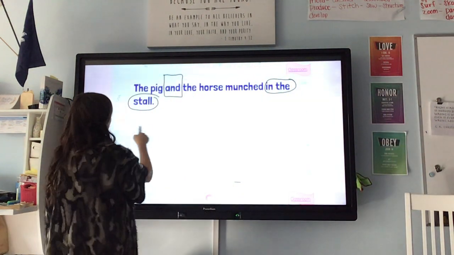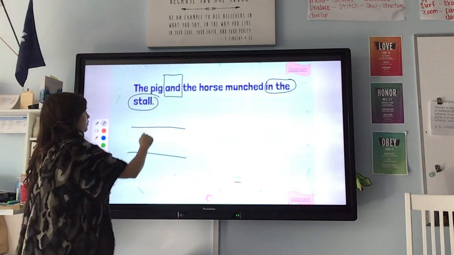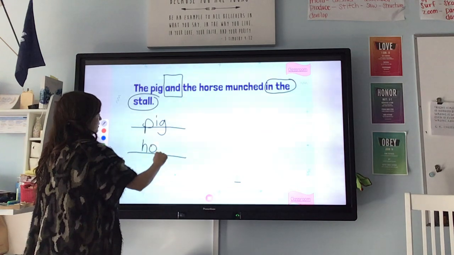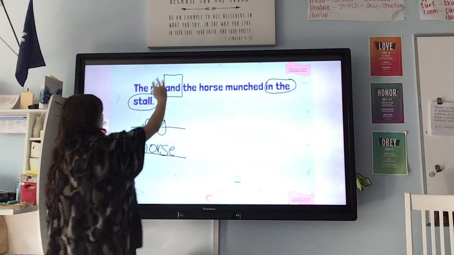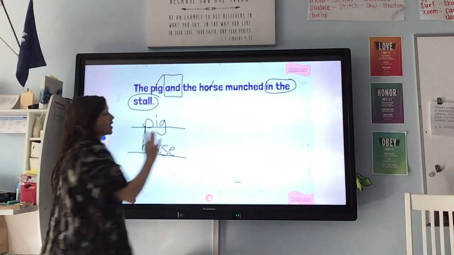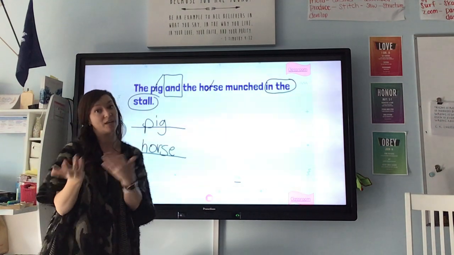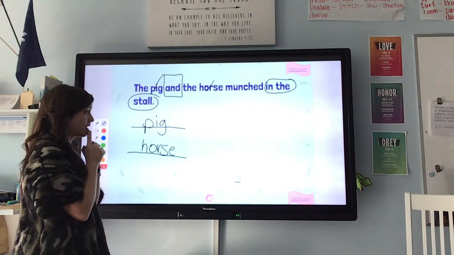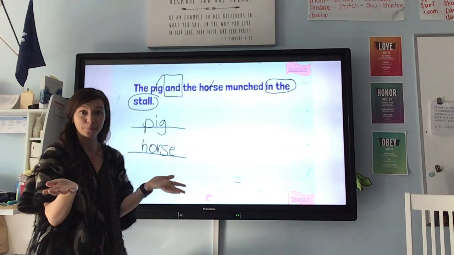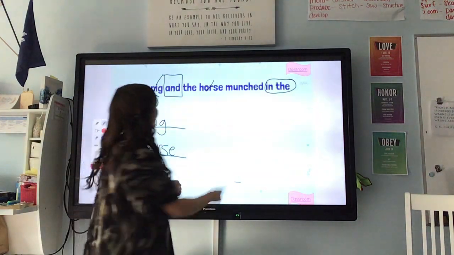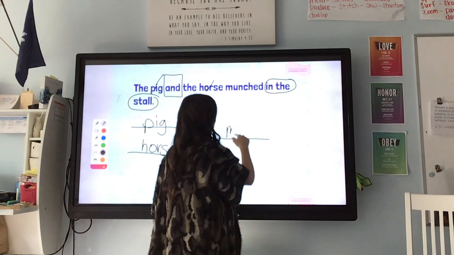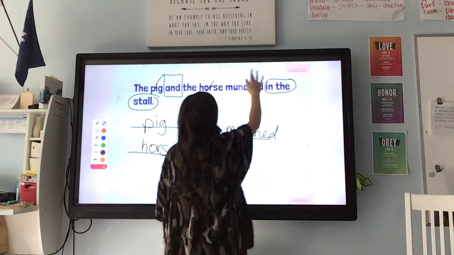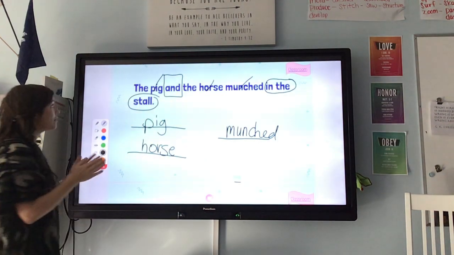Subjects are always diagrammed on the left. Two subjects, pig, horse. Now I'm going to check them off, because we always start with simple subject, well now it's compound, and then simple predicate. What are they doing? That's the predicate. What's your verb? Munched. So munched goes over here. Okay, now I've got to connect them.